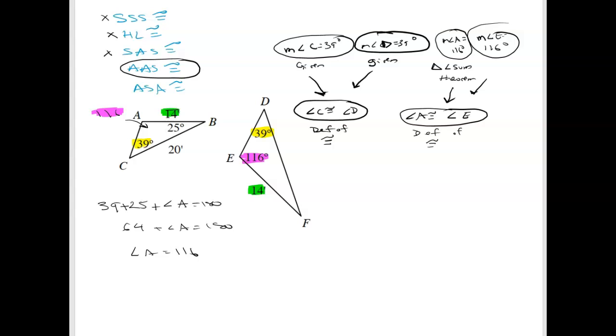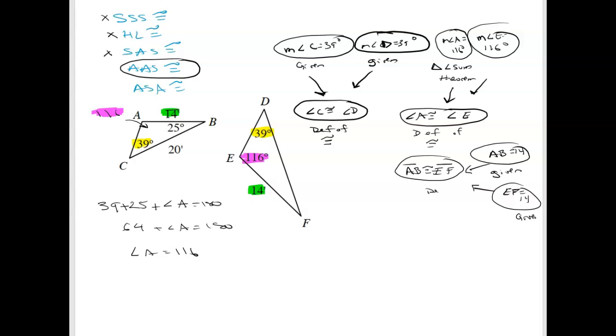But I'm going to say this information. I'm going to say that AB is equal to 14. That was given information. And notice that A went first, so it's with E. So I also have to say that EF is equal to 14. And again, given information. These two pieces of information in my flowchart are going to tell me that AB is congruent to EF. Why? Definition of congruency.